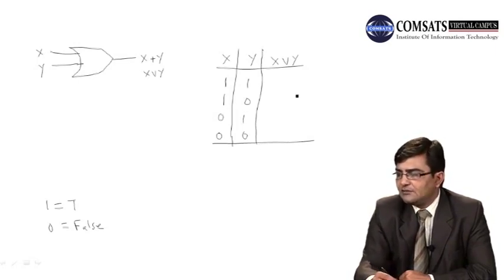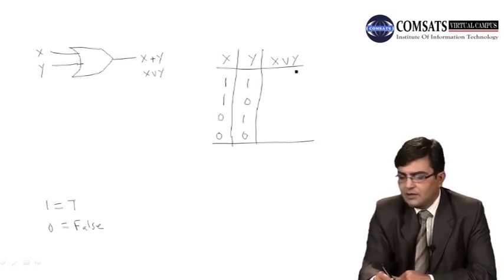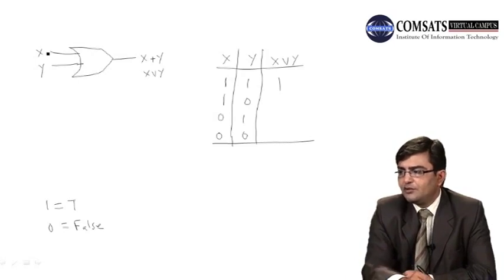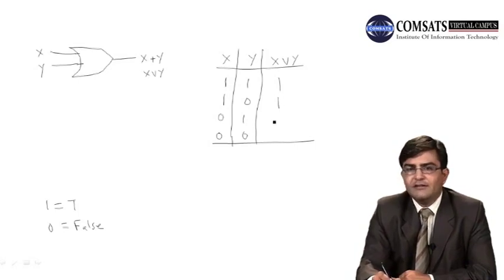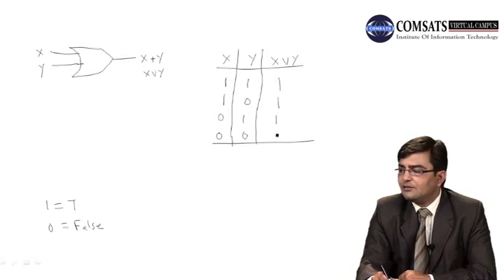Now the output of this logic gate OR is 1 if both inputs, X and Y, are 1. If both X and Y are 1, then the output is 1. If X is 1 but Y is 0, then the output is 1. If X is 0 and Y is 1, then the output is 1. And if both inputs are 0, then the output is 0.